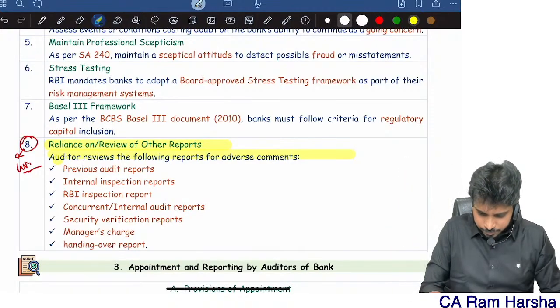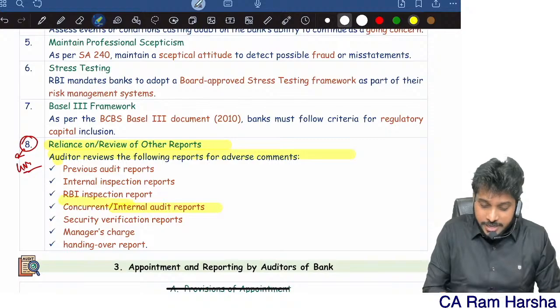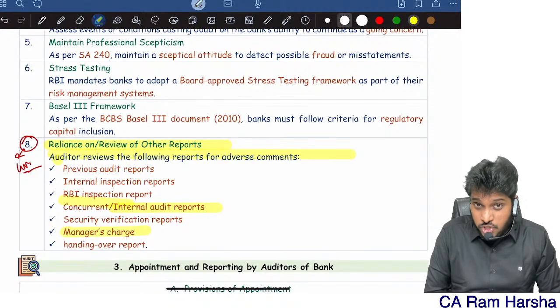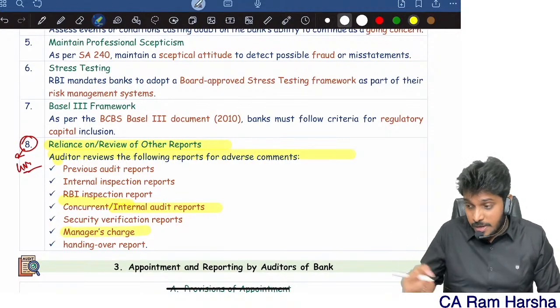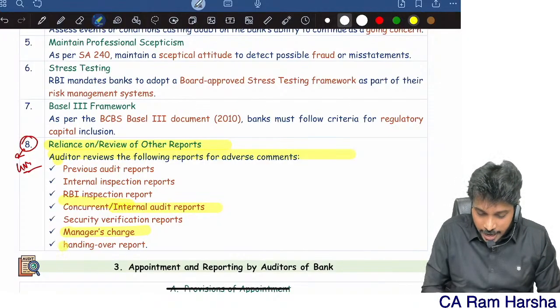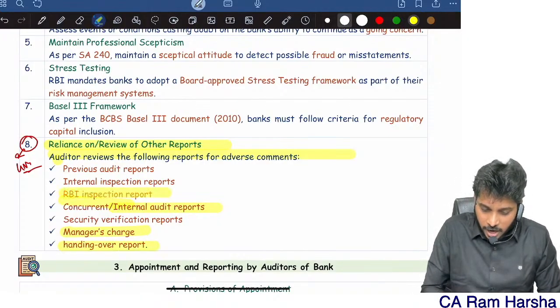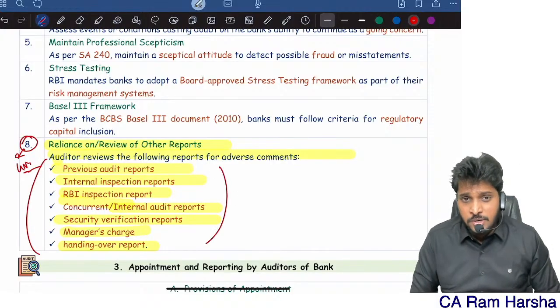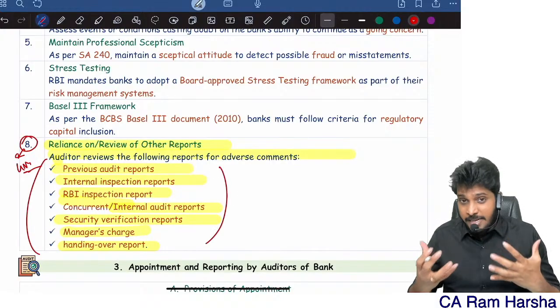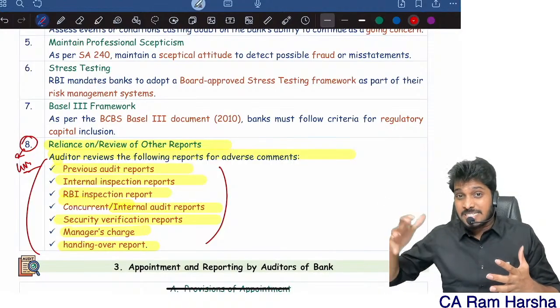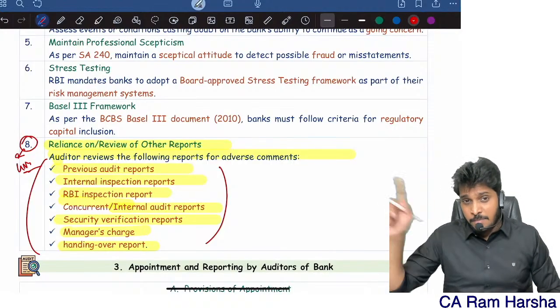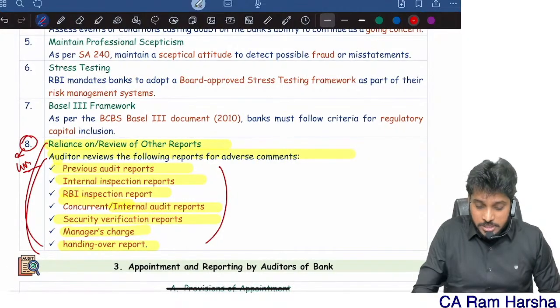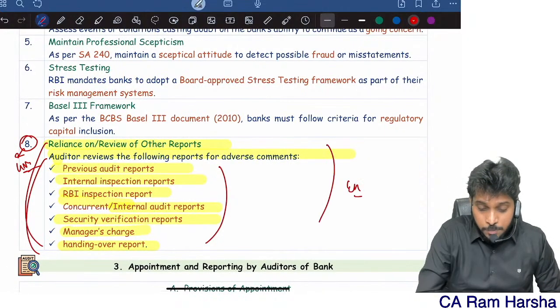For example, internal audit report, concurrent audit report, manager's charge report, when a manager is taking charge, handing over report, RBI inspection report, previous auditor's report, security verification reports. The auditor will go through various reports like these when planning the audit, to identify whether they made any adverse comments. So this itself was asked as a 4 marks question once, so be careful.